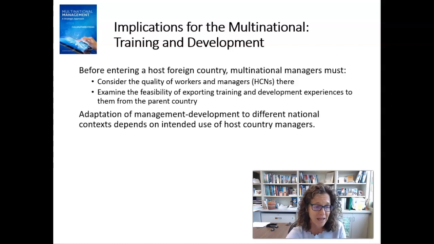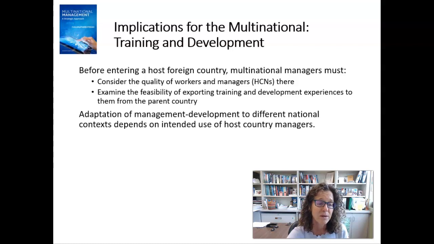Host country national managers' training will be based on the scope of their jobs. If a multinational has a multi-domestic strategy with a polycentric human resource management strategy, they are likely to train host country managers for country-specific skills because their job duties will be just for their own market. This would happen in multinationals pursuing a multi-domestic strategy and a polycentric approach to human resource management.